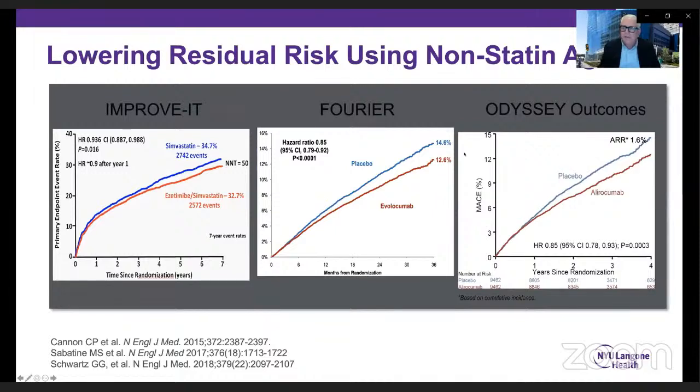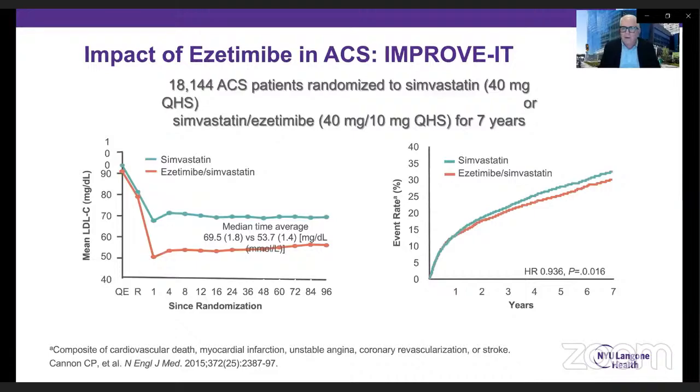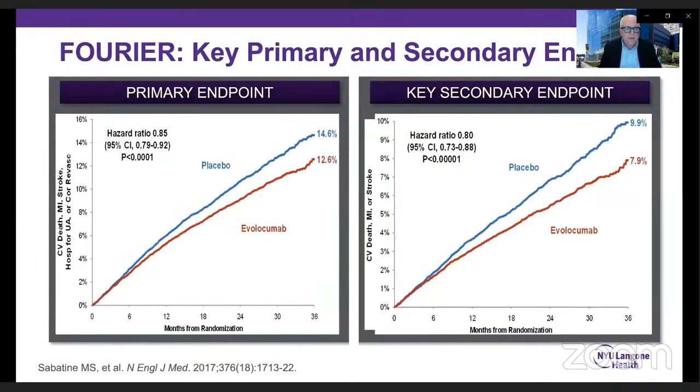Why? Because the reduction in LDL was about 50%. So greater reduction, high-risk patients in all groups, longer period of time for lesser reduction, shorter period of time for greater reduction. Here's the data from IMPROVE-IT. I'm not going to belabor the point. Here's the data from FOURIER.